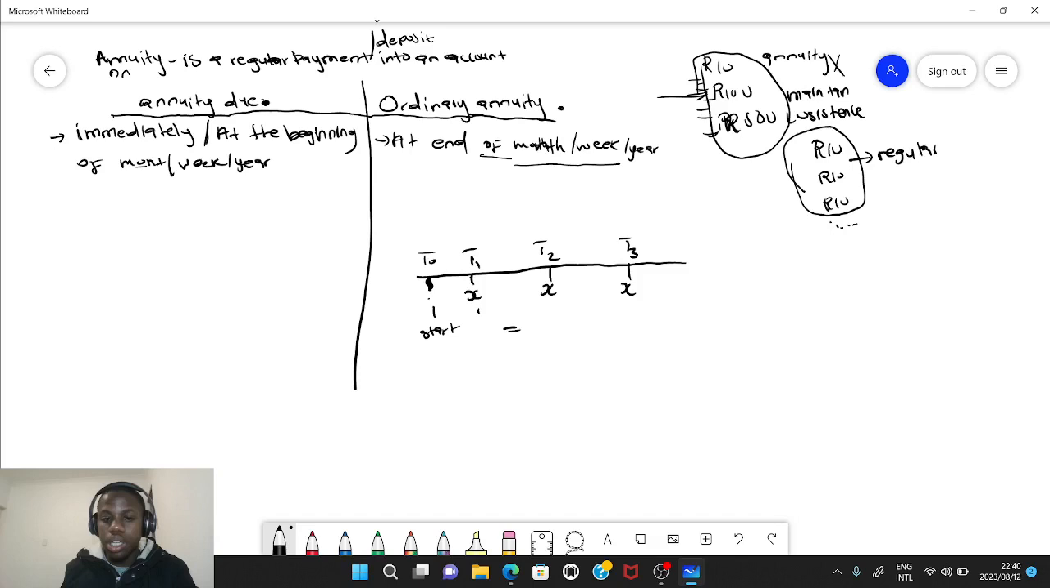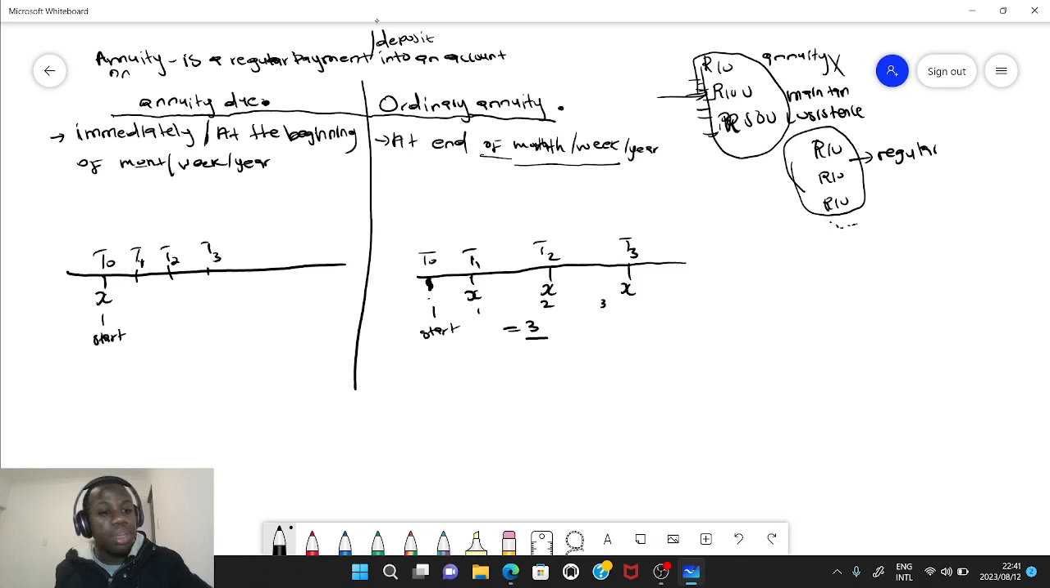In annuity due, we are saying immediately or at the beginning. So at T0, like I said, it is the start of a month. It can be a year or a month or a week. We are paying immediately, or at the beginning of the month. It simply means that at T0 I'm going to put another payment. And I want you to note that T1, the end of a month, is the beginning of the other.